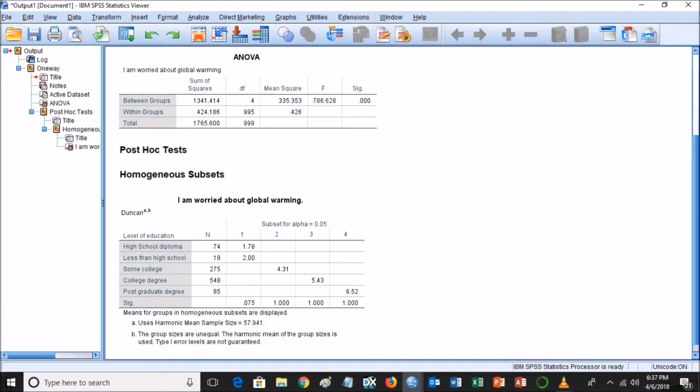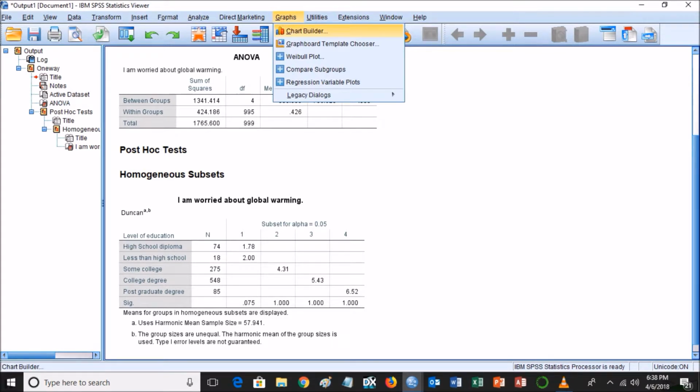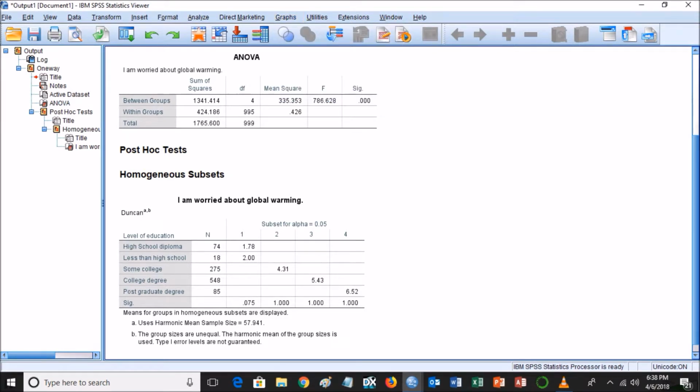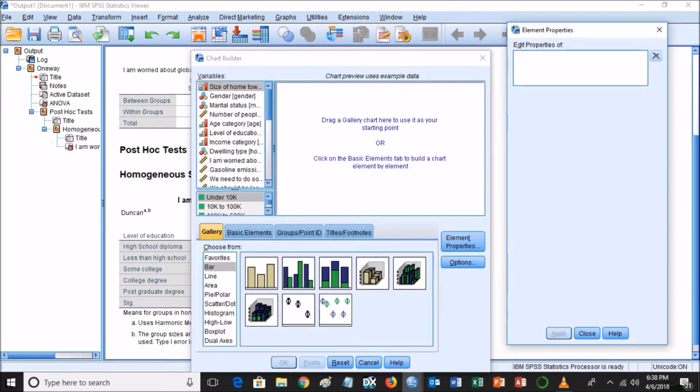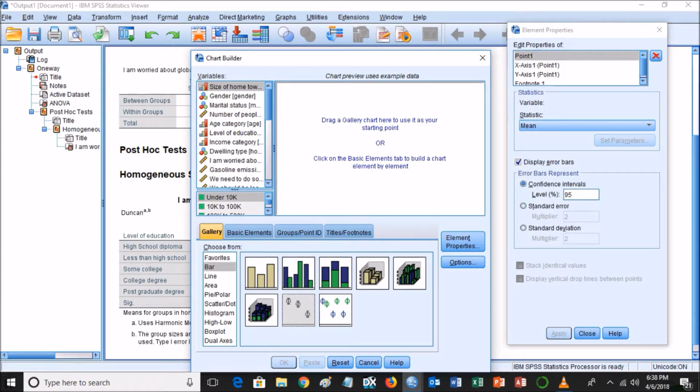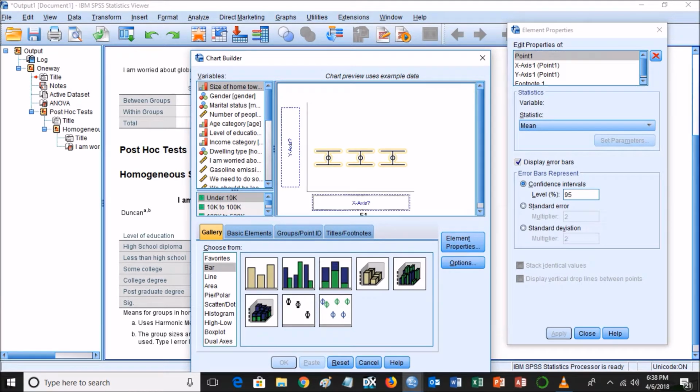Now I'm going to show you how you can show the same information graphically, which is very interesting. So I want to show that to you by going up to Graphs. Click on that, and we're going to actually do Chart Builder. There is one particular kind of chart that is really good for showing ANOVA type results, and that's this one that has the error bars around it.